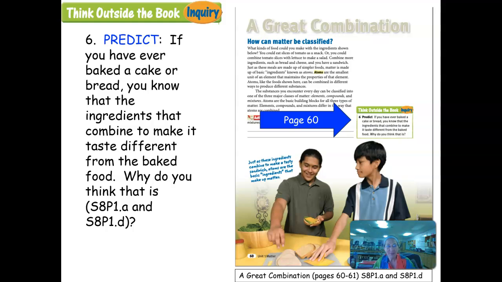The next question asks you to predict. You see words in these questions like predict, analyze, and identify. Those are all based on the 5 E's of education. It's a way of exploring scientifically the phenomenon that we're investigating.